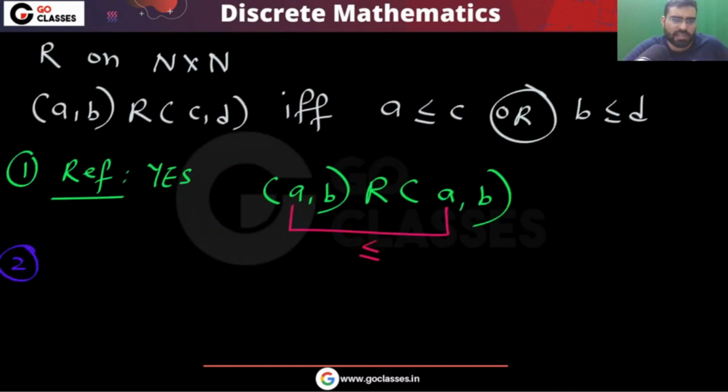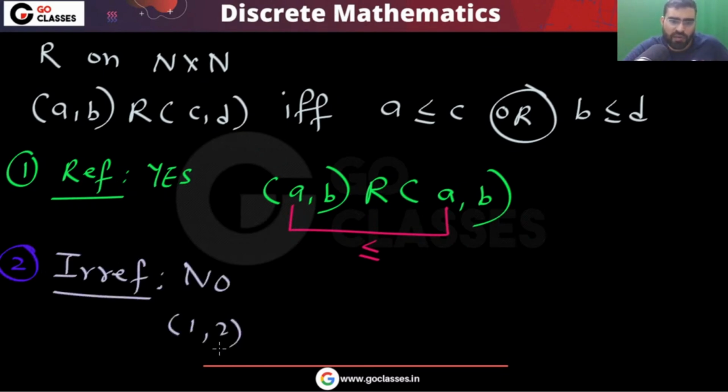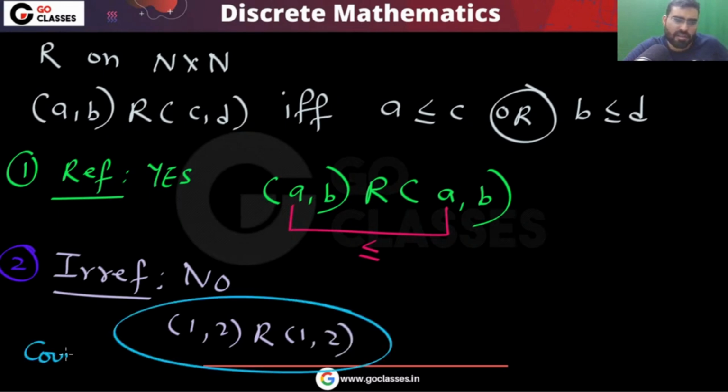What about irreflexive? This is definitely not irreflexive. You can take the same example: (1, 2) is related to (1, 2). This works as the counterexample, so this is not irreflexive.